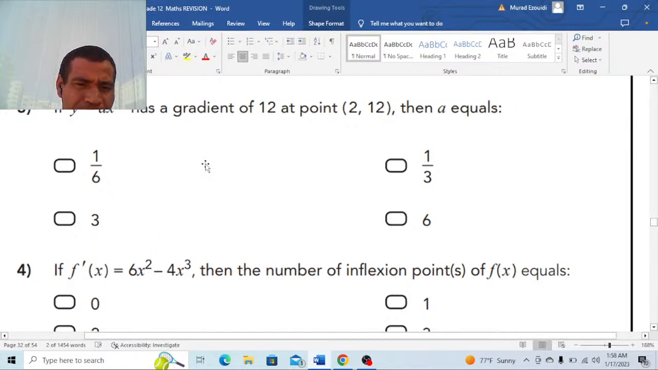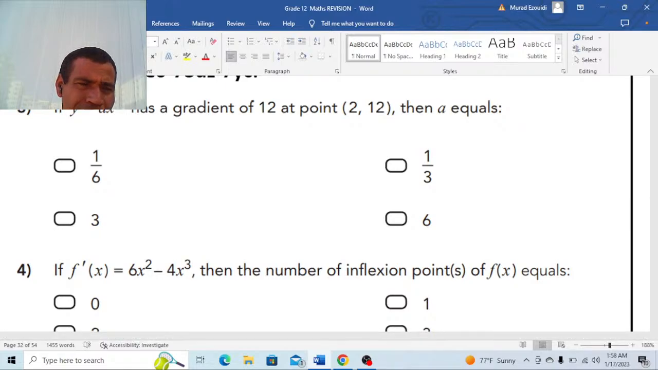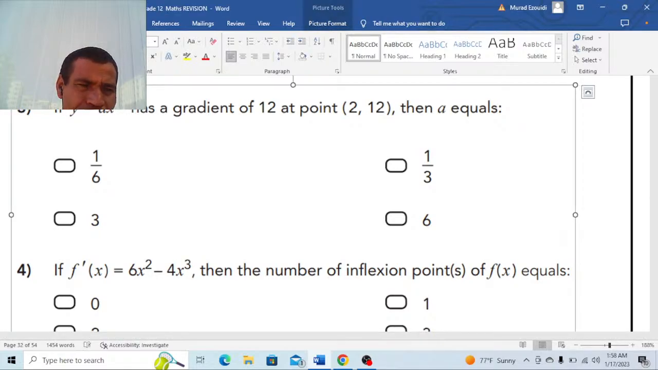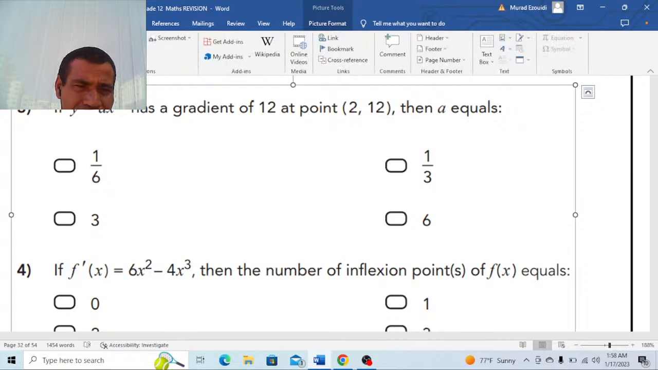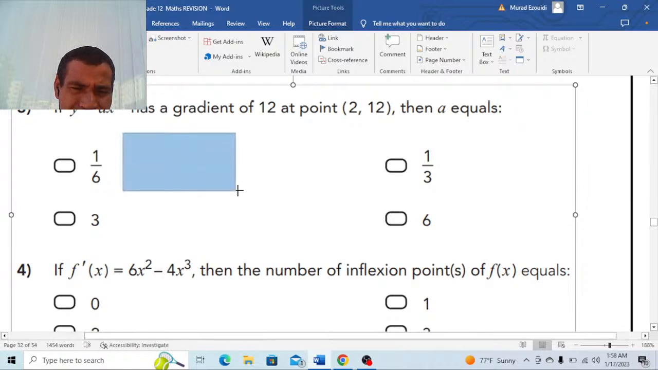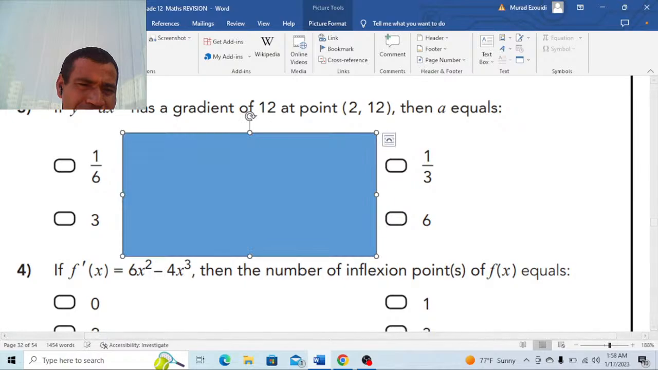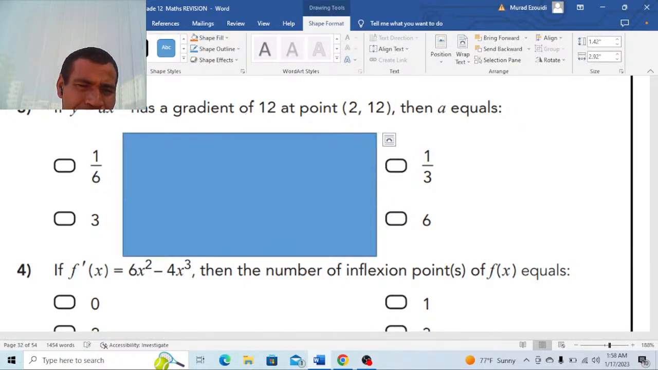If y equals ax squared has a gradient of 12 at point x equals 2, then the value of a is equal to 1/6, 3, a third, or 6. Therefore, learners, in order to solve this one, I will proceed like that. It is very easy, you should just be familiar with this kind of question.